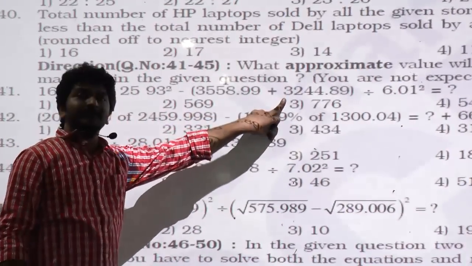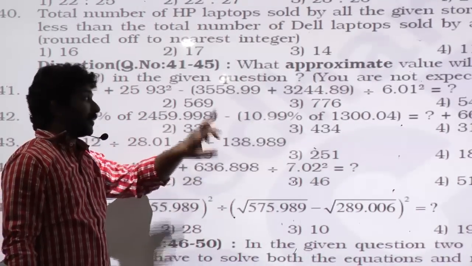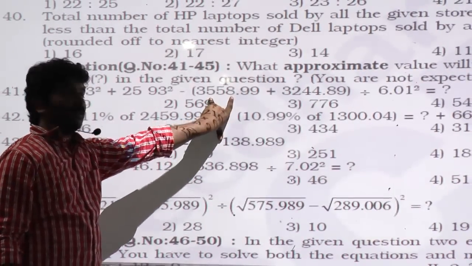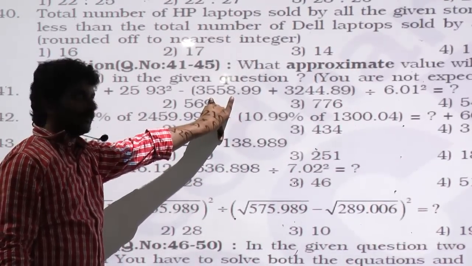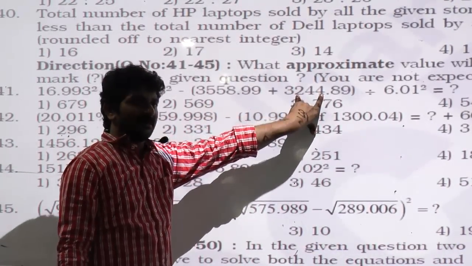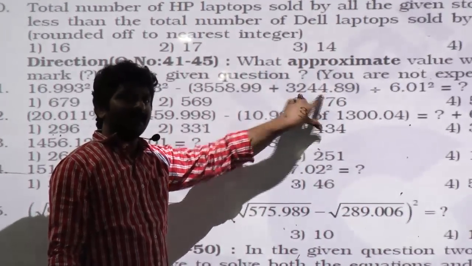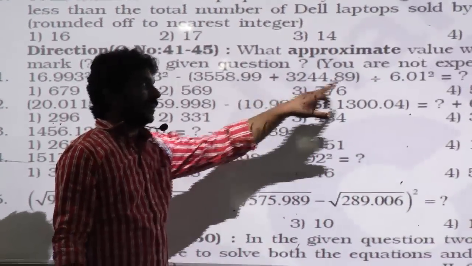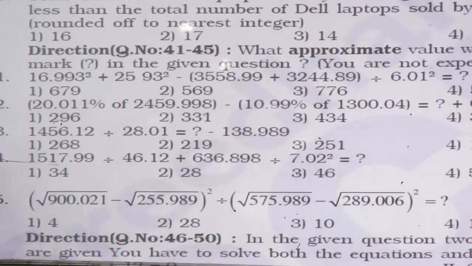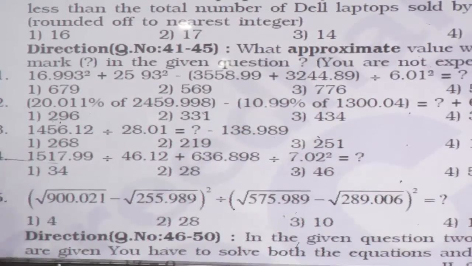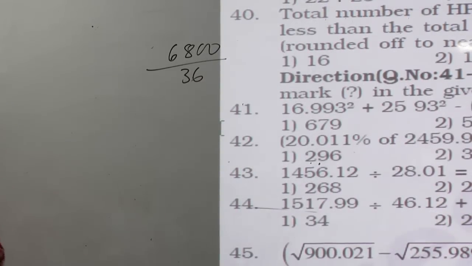3,000, 3,000, 6,000. Approximation only, right? Remember, 6,000. This is 560, 560, near about. And this is 240. 560, 240, 800. 6,000, 800. Divided by 36. 6,800 divided by 36. This is what you need to calculate.